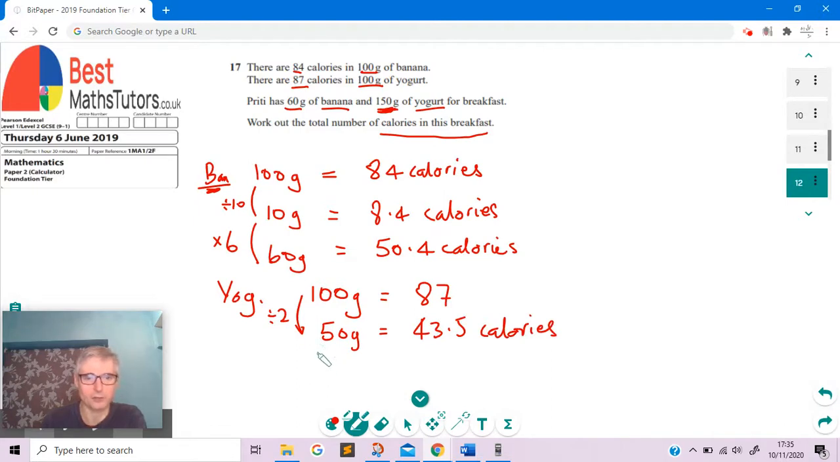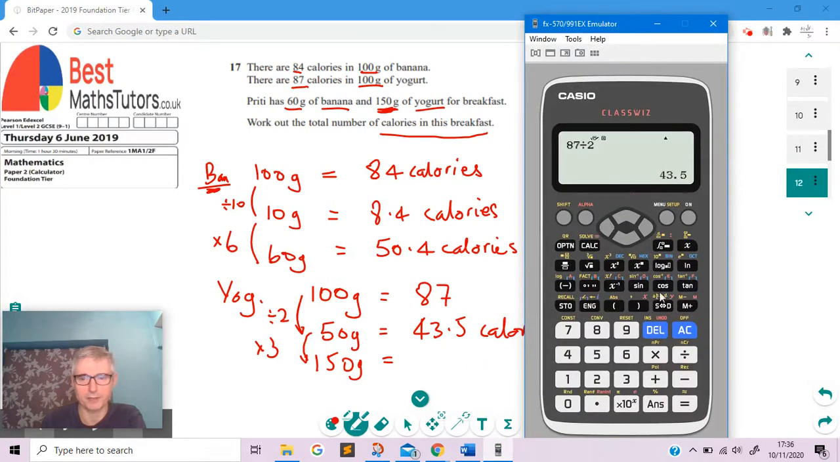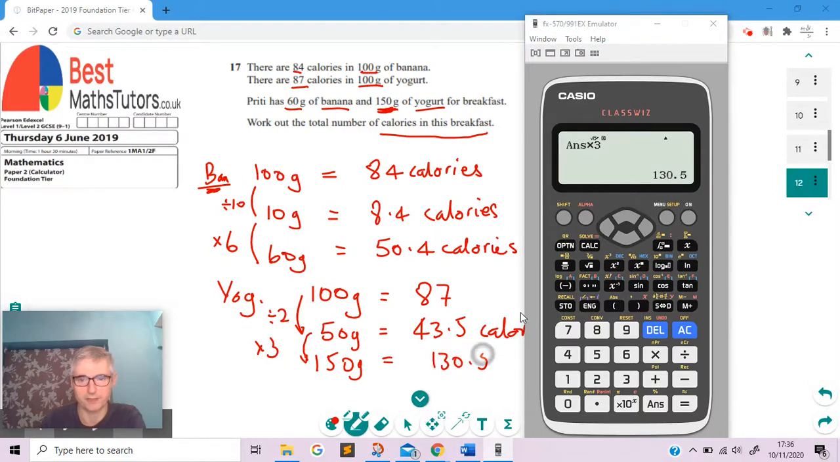And we actually want 150 grams. So to go from 50 to 150, I need to times by 3. So let's times that answer by 3. And we get 130.5 calories.